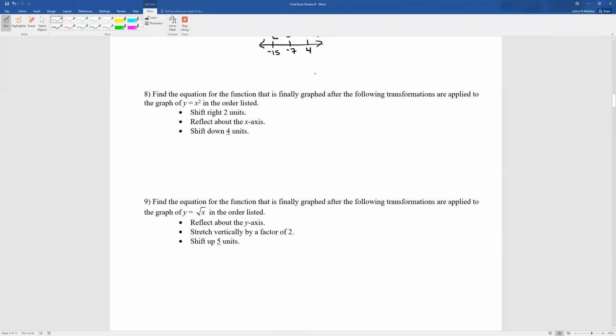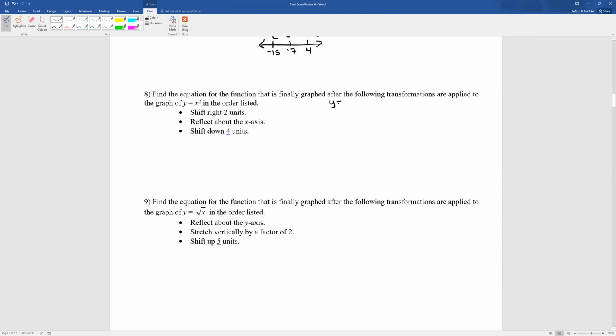All right, we have 2 remaining questions for part 1. And then, like I said, there'll be a part 2 video for the other 9 questions for day 1. So it says, find the equation for the function that is finally graphed after the following transformations are applied to the graph of y equals x squared in the order listed. So we're going to shift our graph to the right 2 units, reflect it about the x-axis, and then shift it down 4 units. So I like to do these in stages.